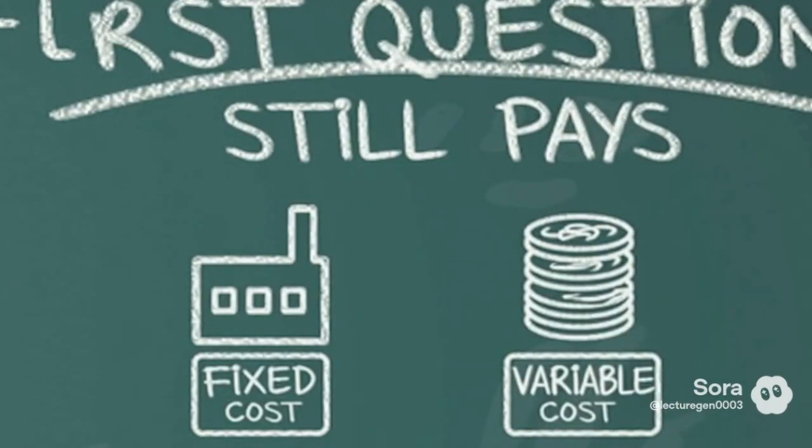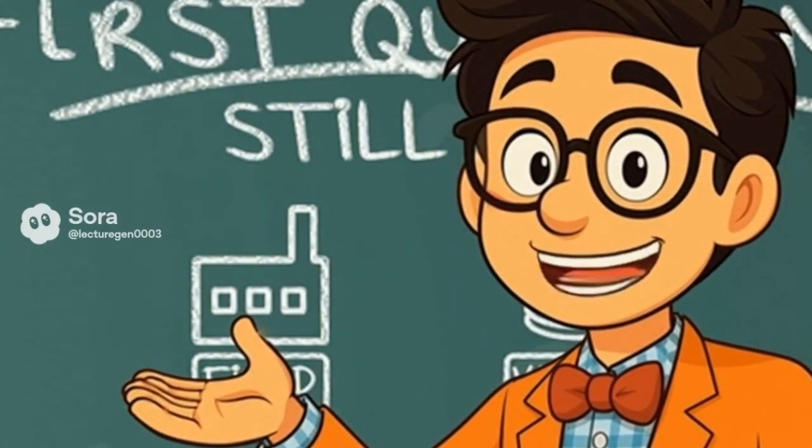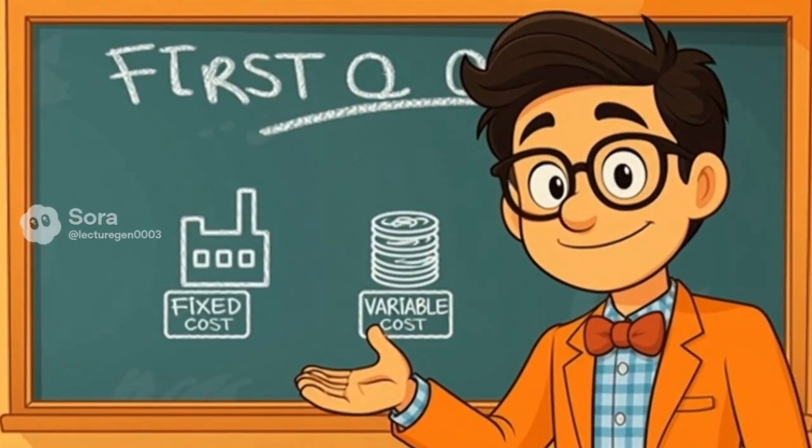If a firm temporarily shuts down production, which type of cost does it still have to pay, fixed or variable?